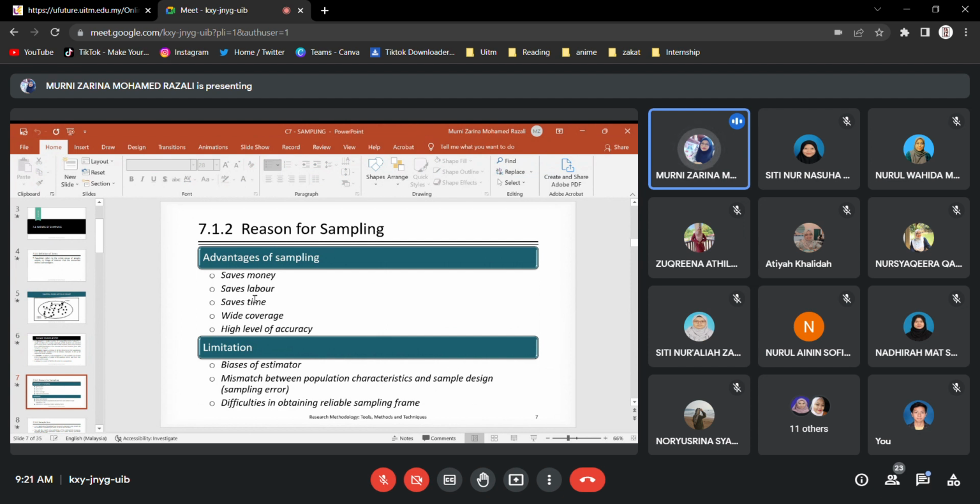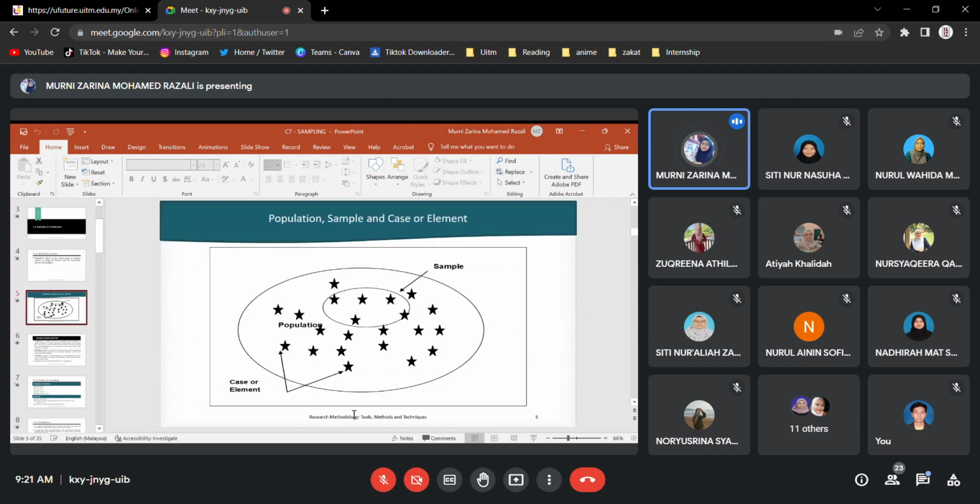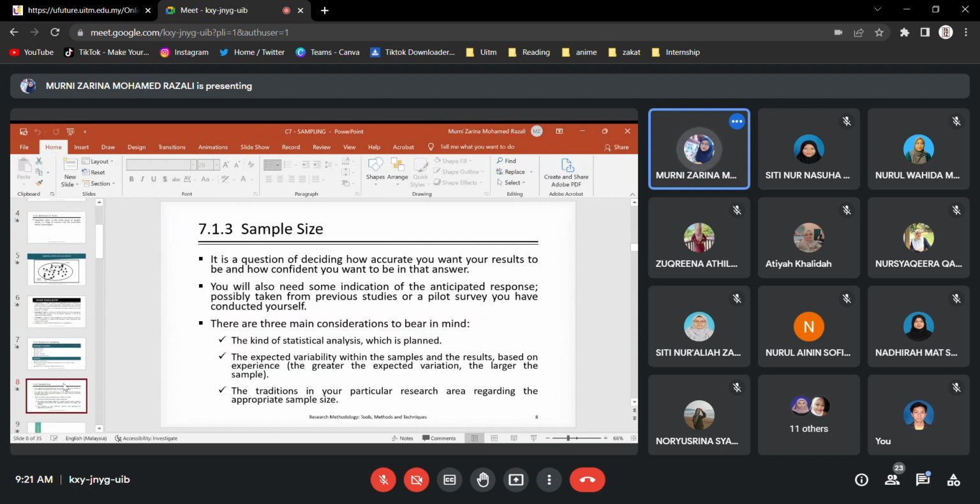Sebabnya macam mana dia boleh save money, save time, because you don't have to take all of the elements in the populations. Maknanya you tak payah nak collect, kalau you ada 1,000 orang, you tak payah nak collect data daripada 1,000. So you just focus on small size sahaja daripada population tu, that we call as a sample lah. Okay, and then sample size again is referring to the size of your sample tadi tu.